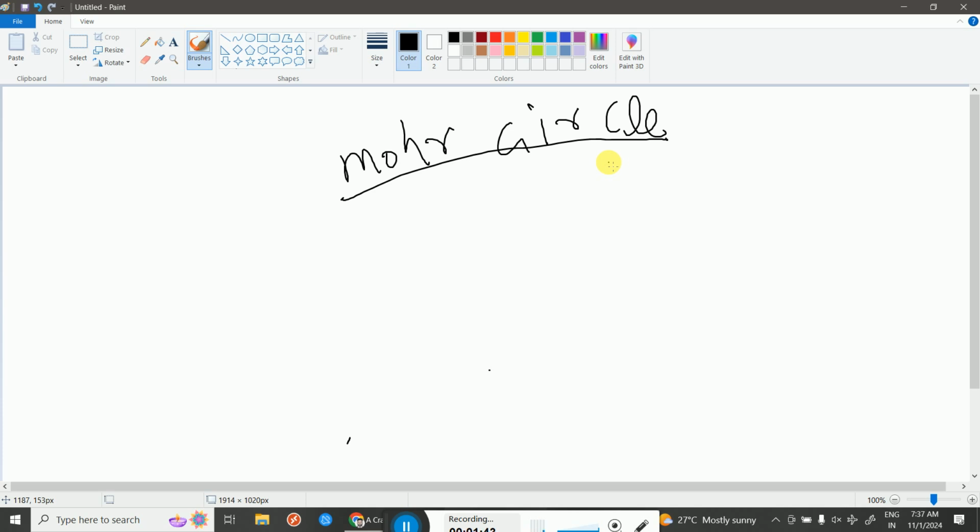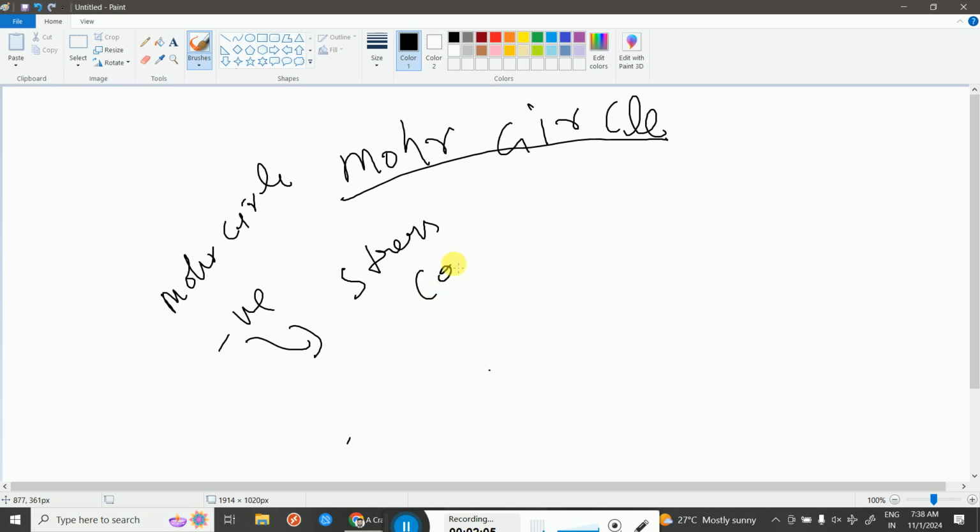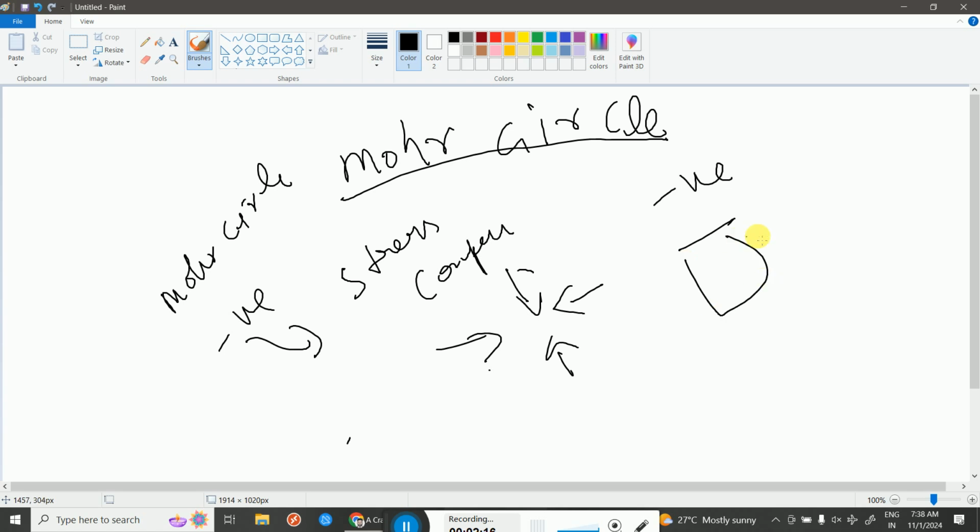So, start with this. Before starting the Mohr circle, I want to clear some things. In geology, and in the topic of the Mohr circle, the positive sign is taken for compression, that is, compressive stress. It means the stress is applied from the inner side, but the negative sign is taken for tension in the Mohr circle. So if the stress is outward, then this is used for tension.